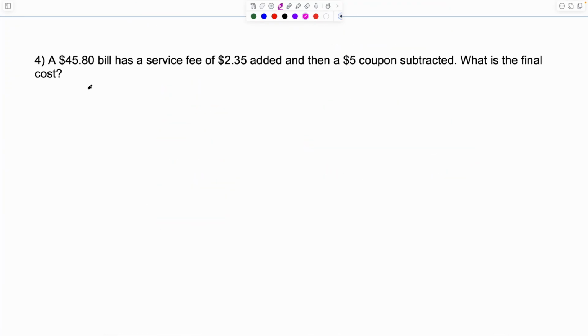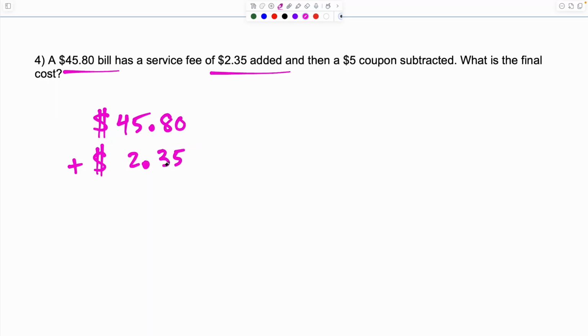Question 4, a $45.80 bill has a service fee of $2.35 added and then a $5 coupon subtracted. What is the final cost? So for this one, what we're going to do first is we're going to take this bill and add $2.35 to it. Okay, so we're going to take the $45.80, and we're going to add the $2.35. Okay, so this is going to be added.